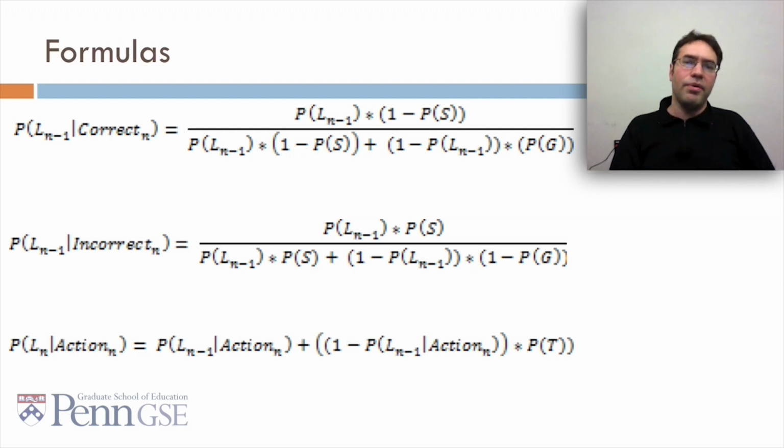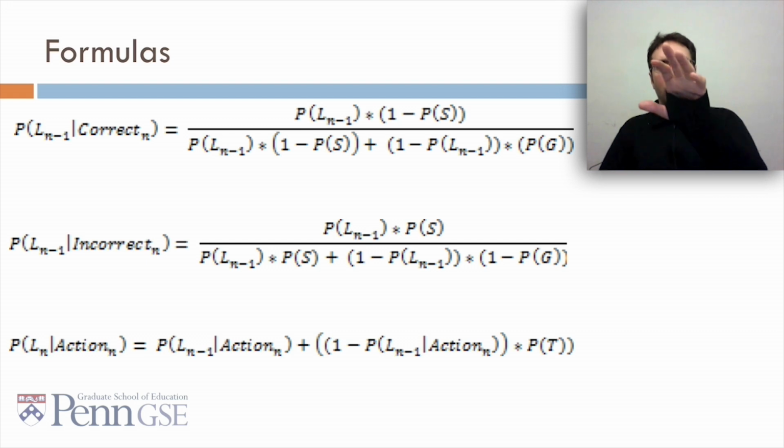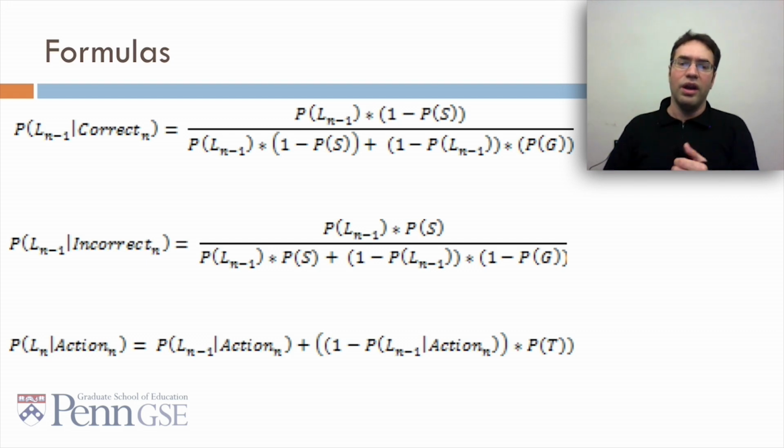Finally, once we know the probability that they knew it beforehand, given their correctness now, we can look at whether they learned it. So the probability that they know it at time n, given action n, so after the action, is the probability they knew it before the action, plus the probability they didn't know it before the action, times the probability that they learned it. So in other words, let's say there's a 30% chance you know it after the previous action, and there's a 10% chance you learn it. P of T is 10%. In that case, the probability you know it afterwards will be 0.3 plus 0.7, the probability you didn't know it, times 0.1 for 0.37.